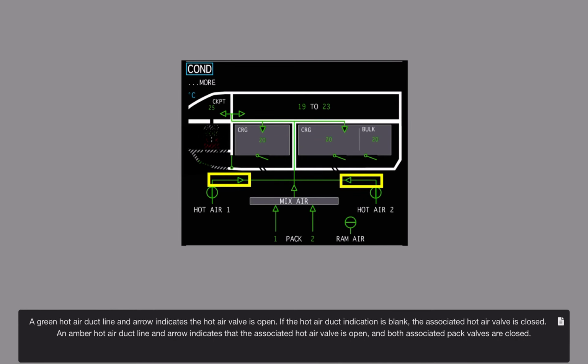A green hot air duct line and arrow indicates the hot air valve is open. If the hot air duct indication is blank, the associated hot air valve is closed. An amber hot air duct line and arrow indicates that the associated hot air valve is open and both associated pack valves are closed.